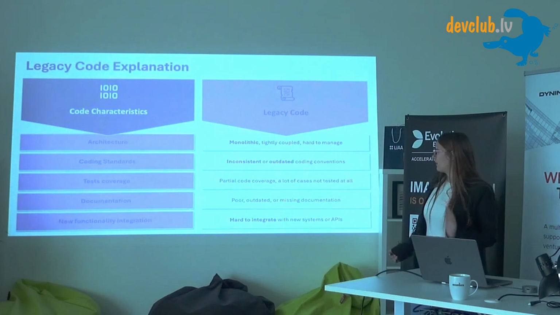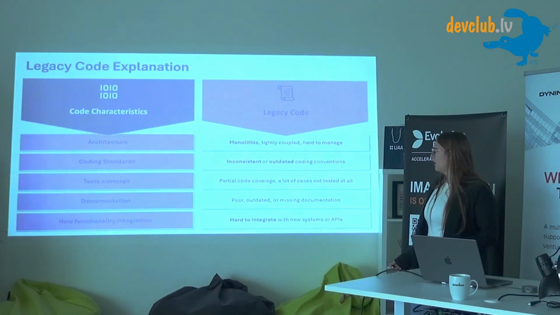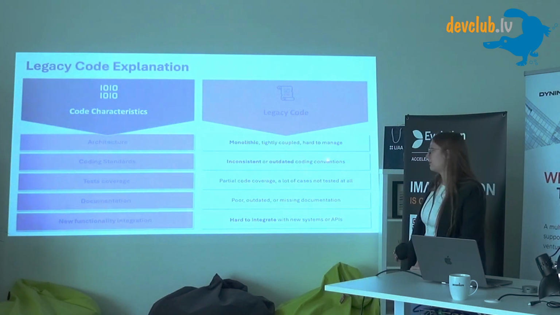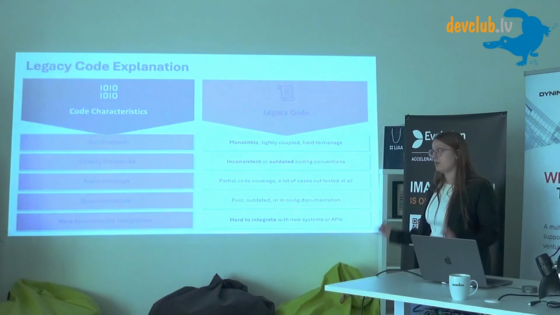So here I have collected a couple of issues that our code base had at this time. First of all, the architecture overall was monolithic, heavily coupled, and very hard to manage. The coding standards were very inconsistent. Basically, one developer comes to the project and writes something completely from their head, then another developer comes to the project and writes something completely different.